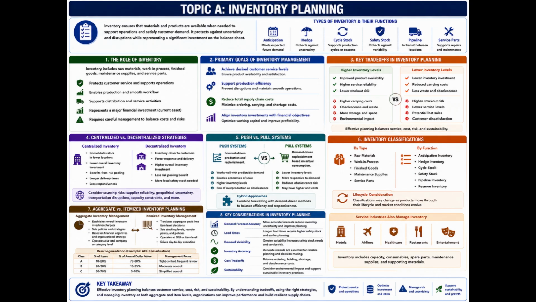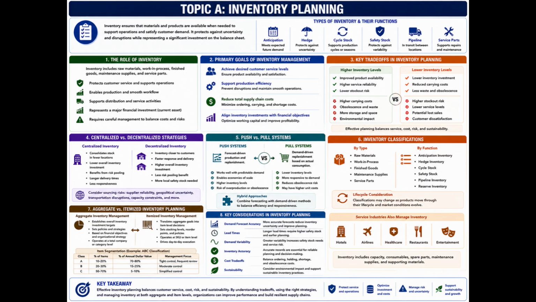Push systems are often appropriate when demand is predictable and economies of scale are important, while pull systems can reduce inventory levels and improve responsiveness. Many organizations use hybrid approaches that combine forecasting with demand-driven replenishment to balance efficiency and flexibility throughout the supply chain. Inventory classifications help organizations manage products according to their characteristics, value, usage patterns, and strategic importance.